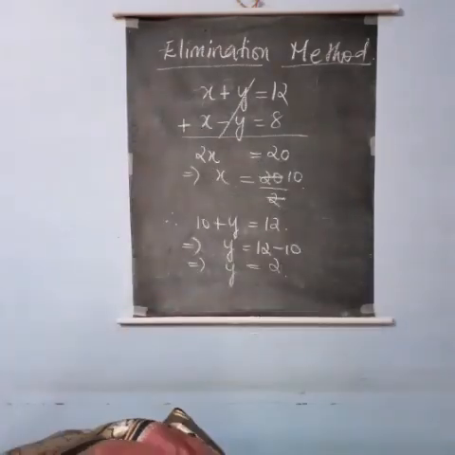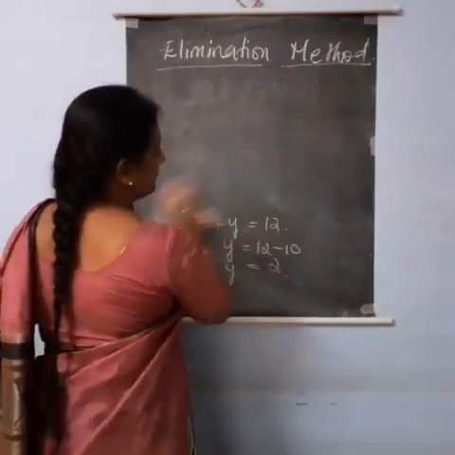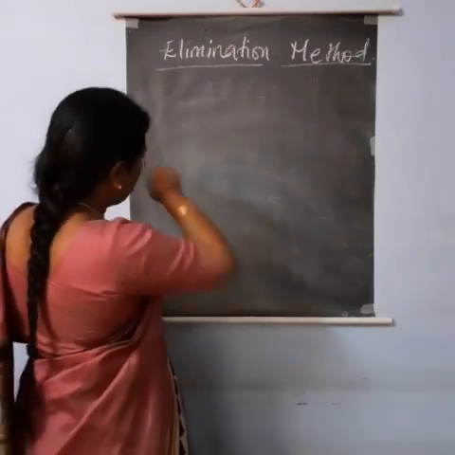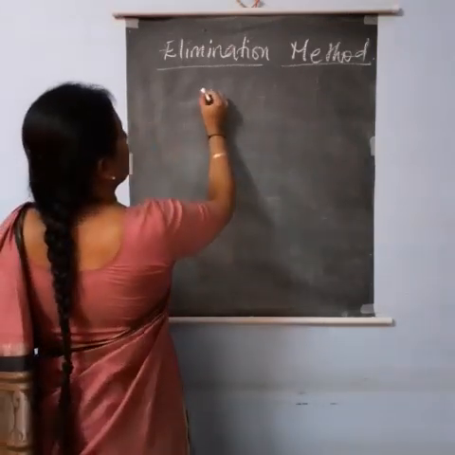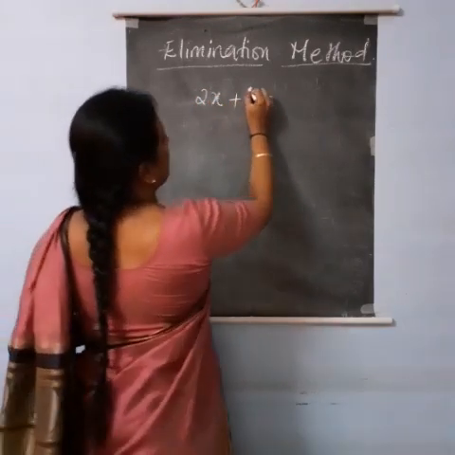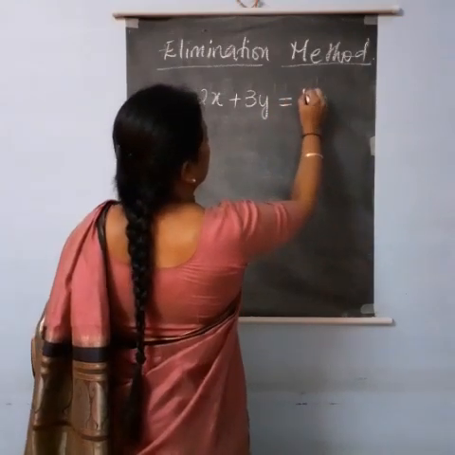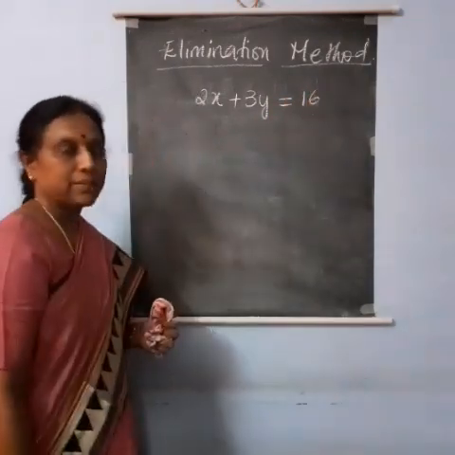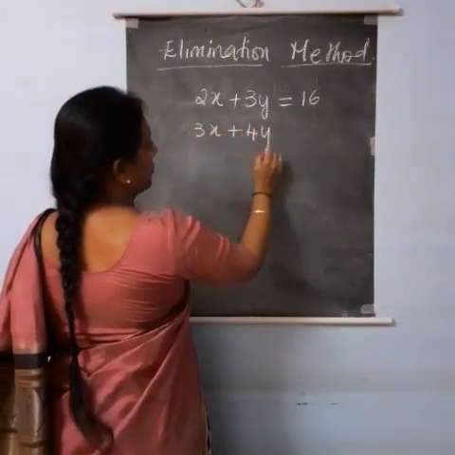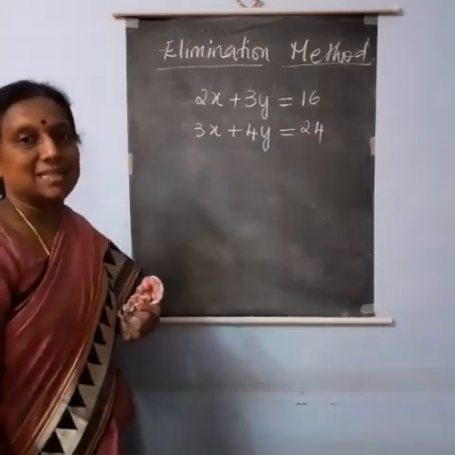Yes. So the second example that we can see is, we can have, just say, 2x plus 3y equal to 16. Okay, and 3x plus 4y equal to 24. Just two equations like this.